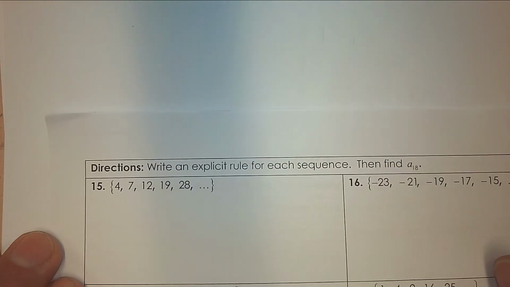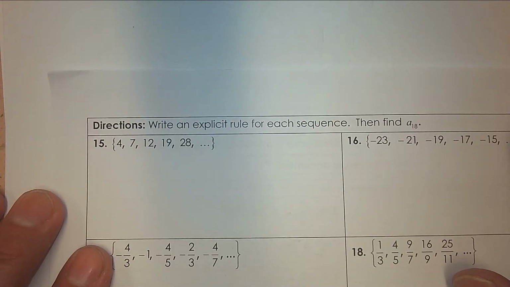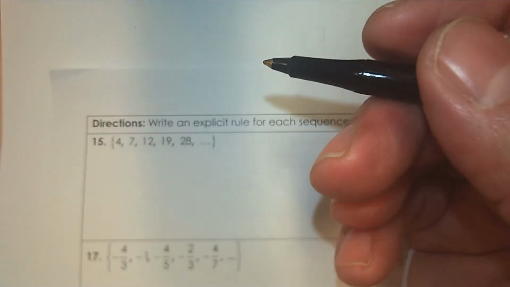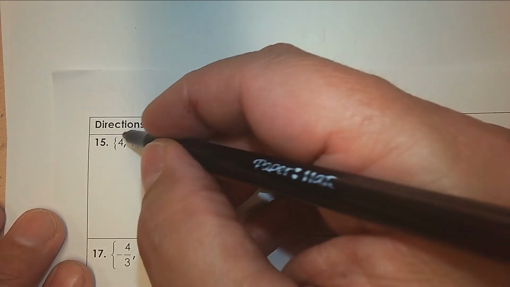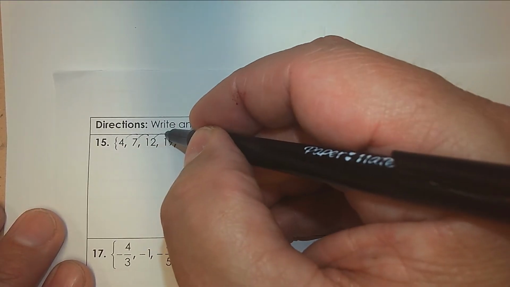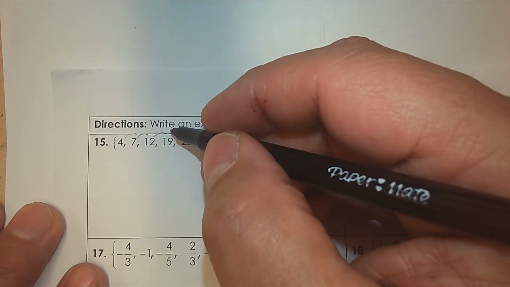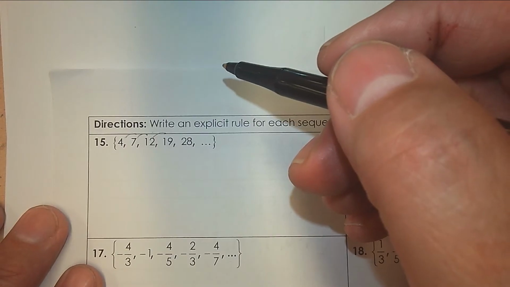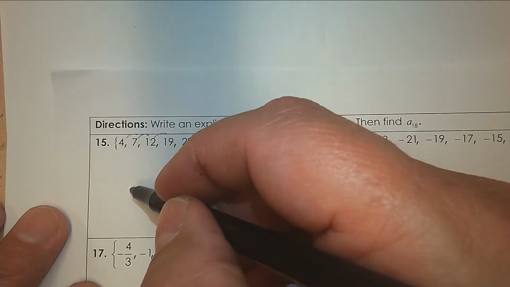So write a rule, an explicit rule, rather than a recursive one, then find the 18th term. So here, when I look at it, 4 plus 7 plus 12 plus 19, and then 28. So it's 3, then 4, then 5, then what would be a rule? So when I plug in 1, the answer is 4. When I plug in 2, the answer is 7.